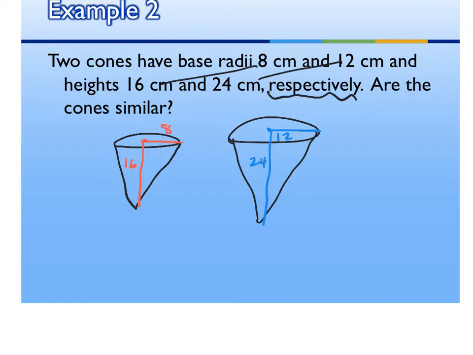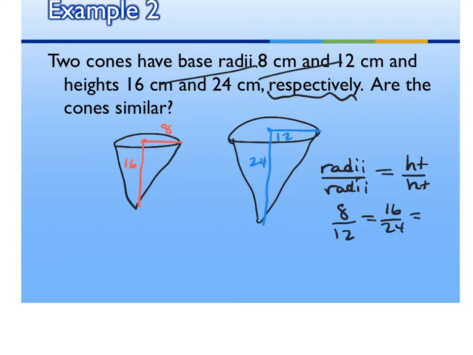So again, I can decide and check it with radii to radii equals height to height. So 8 over 12. And I'm going to see if it simplifies to the same ratio. 8 over 12 is going to simplify to 2/3, and the same with the 16. So because they both simplify to the same ratio, I would say yes, these are similar.